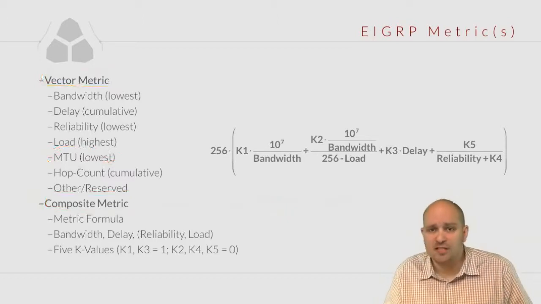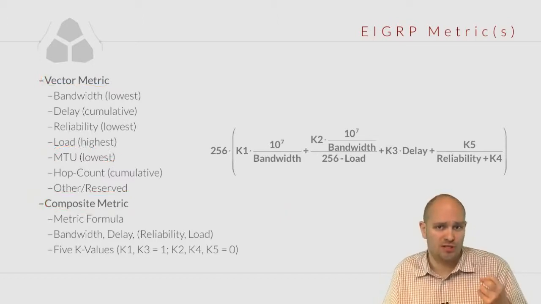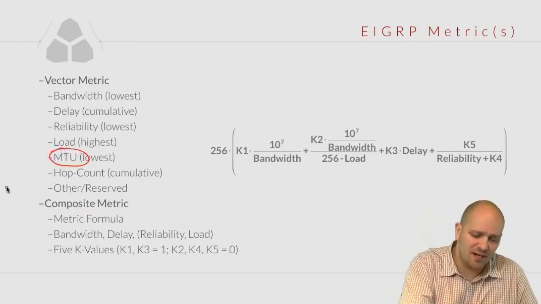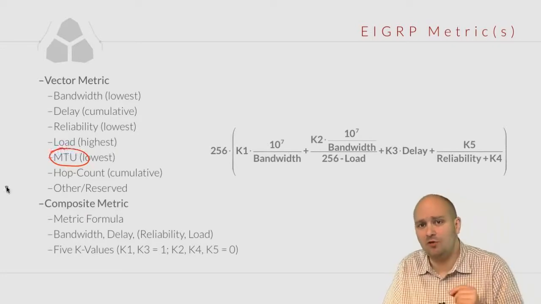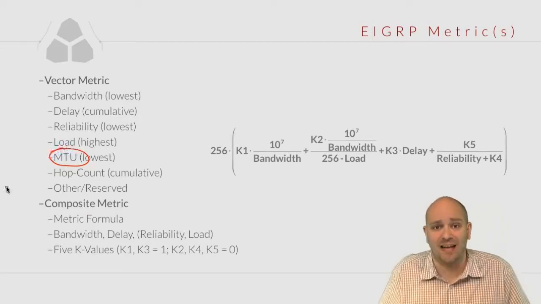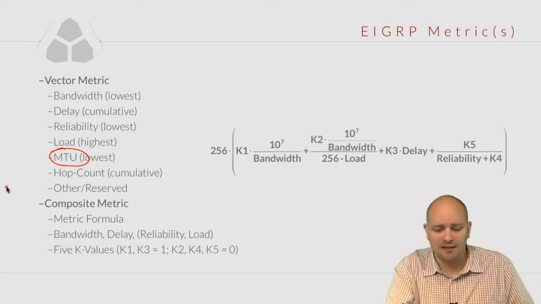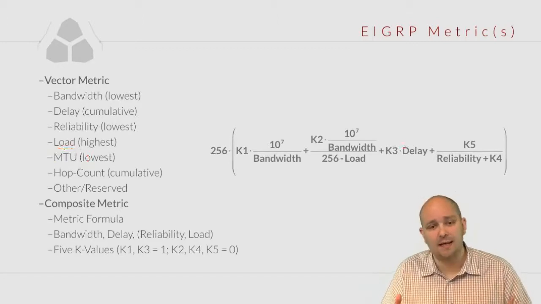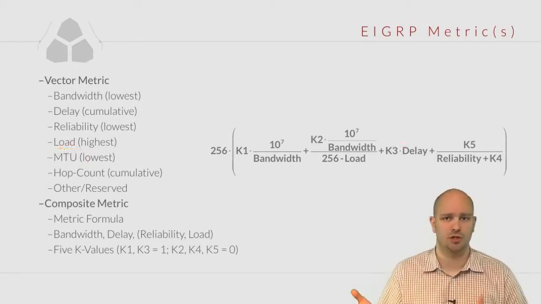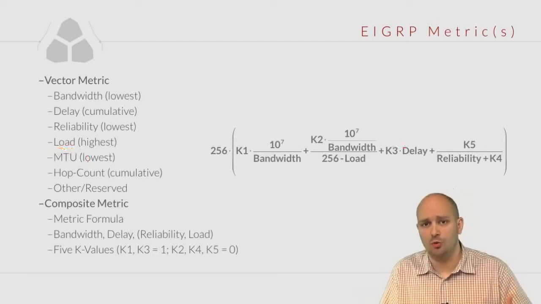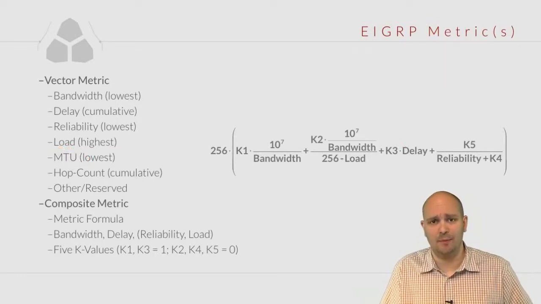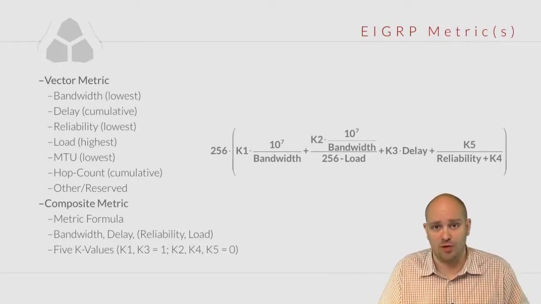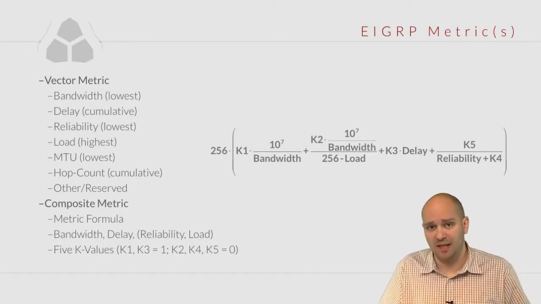So the composite metric is what is actually used to make routing decisions. But in some relatively obscure cases, the MTU value can be used as tiebreaker information. If we have multiple routes that, say, have equal cost, and we are exceeding the number of routes that can be inserted by EIGRP into the routing table, we need to make a decision which one of those many routes we are going to use. And MTU comes into play here.